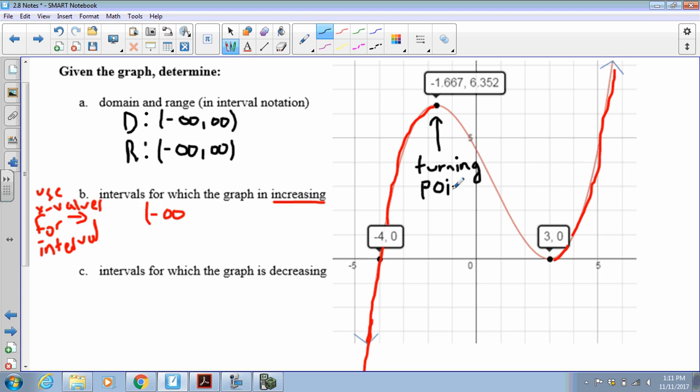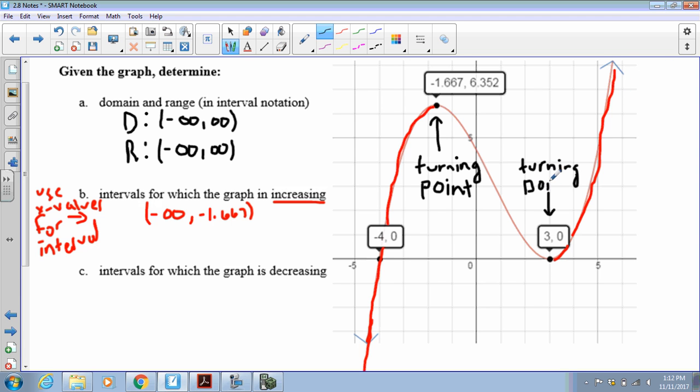So we go from negative infinity, and then we go up to our x value of the turning point. So we go from negative infinity to negative 1.667. So those are the x values in which our graph is increasing. Now the other place in which the graph is increasing is we start at 3, 0. This is another turning point here. So we go from 3, 0, and then our x values are getting bigger, right, as our graph is increasing.